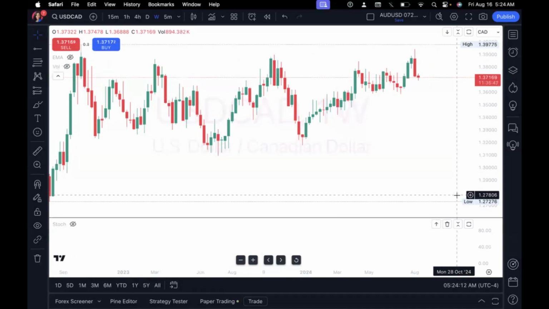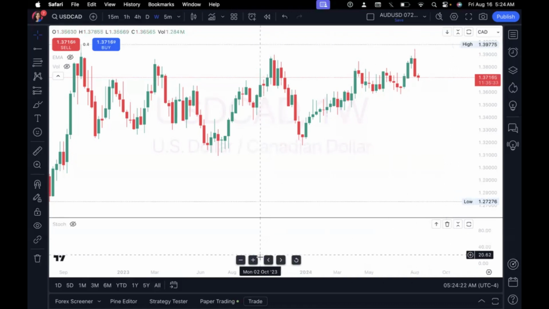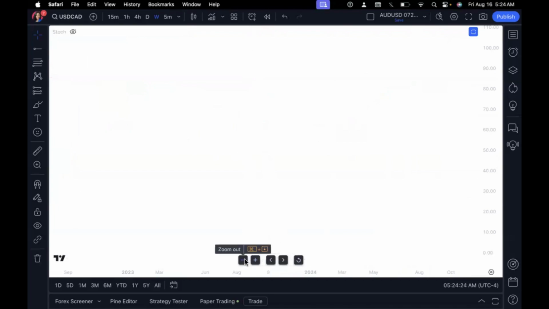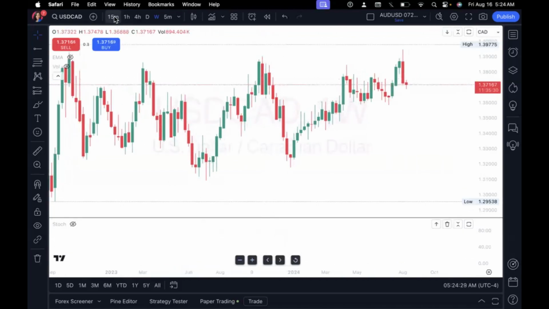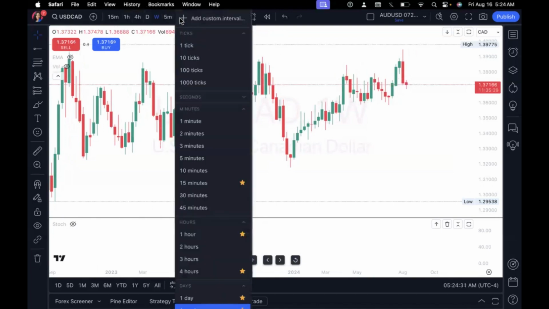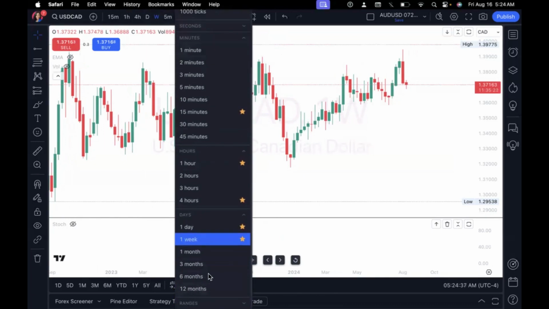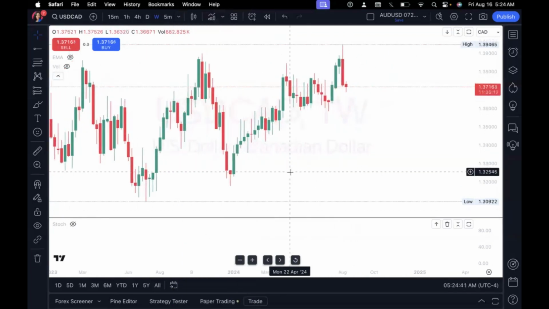So the first thing you want to do is head over to tradingview.com. This is the website that I like to do my charting on, but anything else you use will work. You can even do this on your phone as well. So if we were looking at the weekly chart, the first thing we want to do is go to our time frames and make sure that the weekly is selected. Now there are all these different time frames from the 1 minute all the way up to 12 months, but we're going to focus on 1 week.